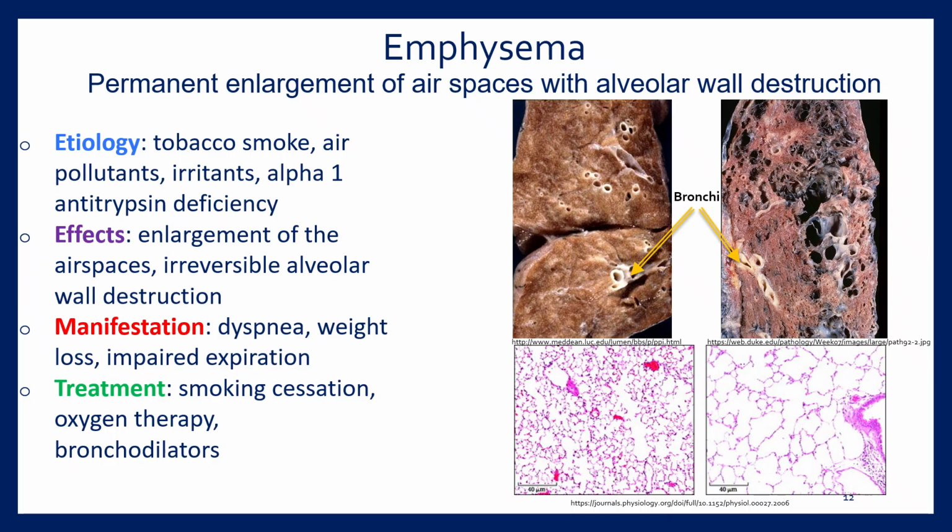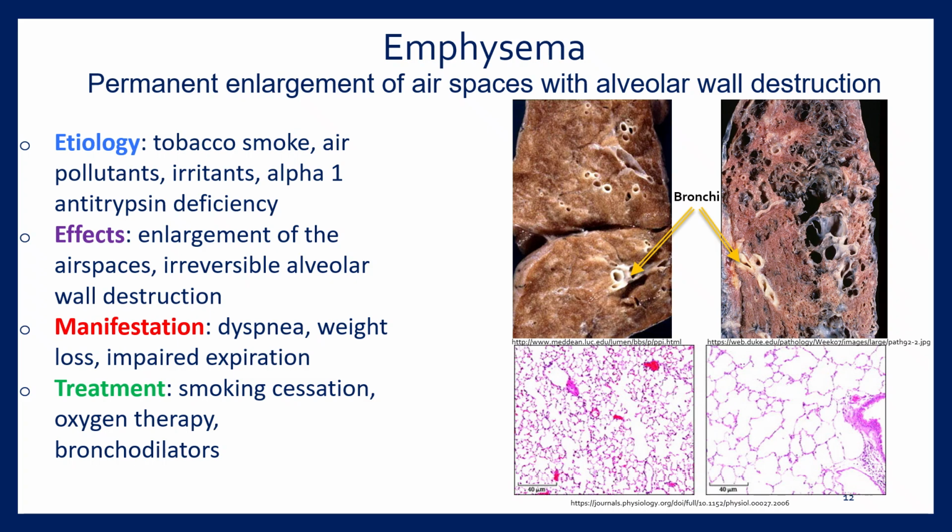Some etiology includes the most common, which is cigarette smoke, air pollutants, alpha-1 antitrypsin deficiency. So alpha-1 antitrypsin normally protects lung tissue from neutrophil elastase. Without it, elastase destroys alveolar walls unchecked. The result is early onset emphysema, often before the age of 40.